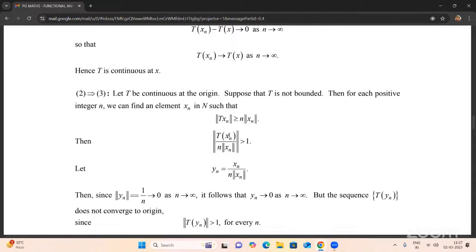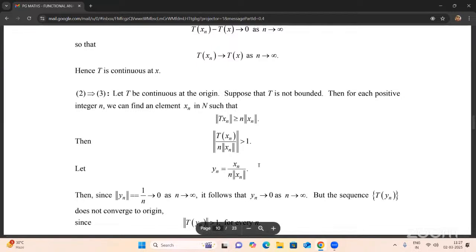So just like that, we take the value xn by n into norm of xn, and say that is yn. That is our assumption. So norm T of yn is greater than 1. Norm yn equals 1 by n, because the limit of 1 by n is 0 as n approaches infinity. So that's why norm yn also converges to 0 as n tends to infinity.